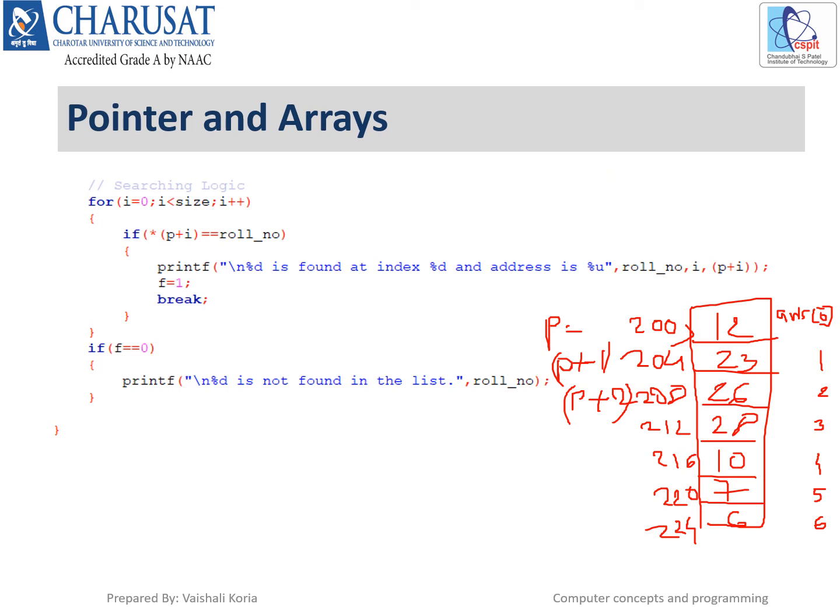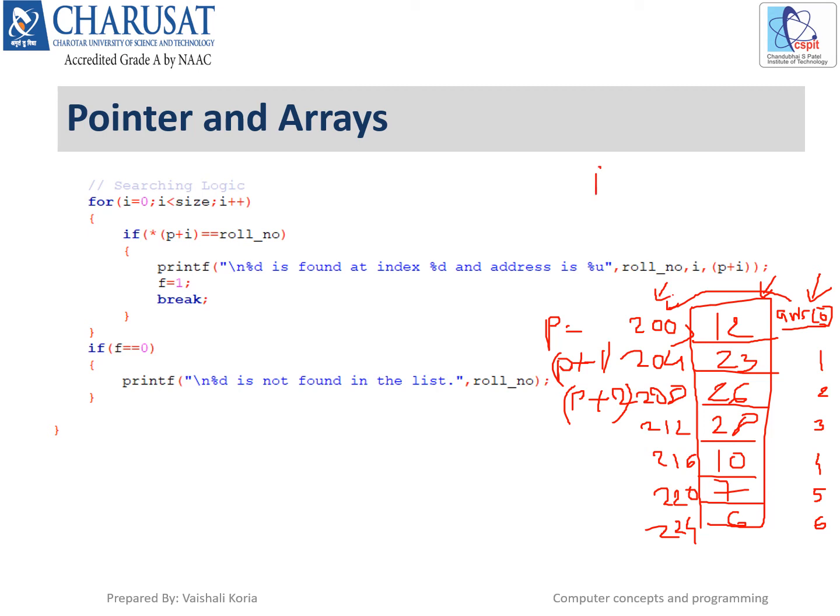Suppose we have these values 12, 23, 26. These are the roll numbers that are enrolled for the AWS Academy. Now these elements' addresses are 200, 204, if an integer is taking 4 bytes. So AWS[0] is stored at location 200, then AWS[1] will be stored at location 204, like this. So these are the element values, these are the element names, and these are the element addresses.